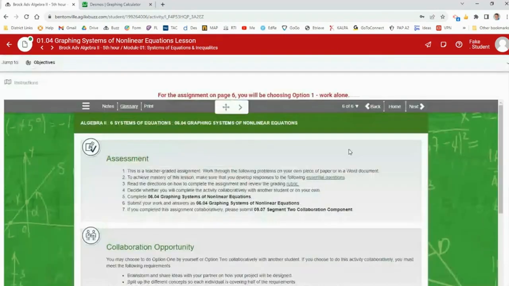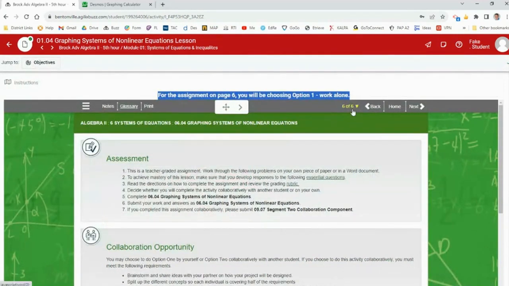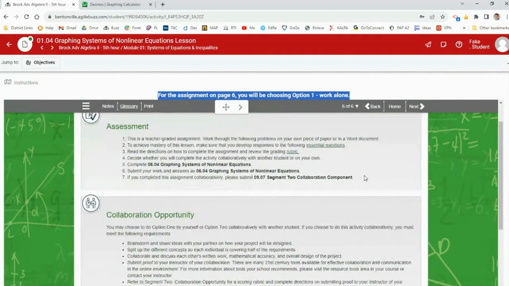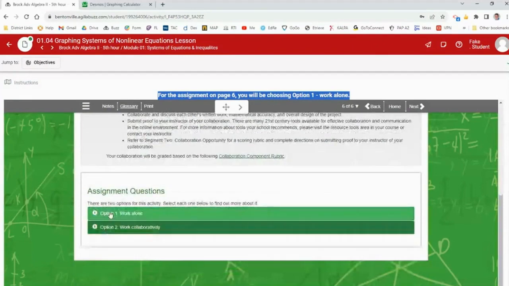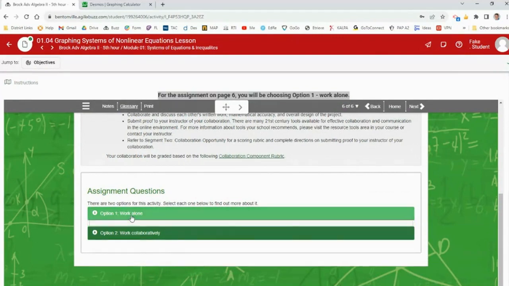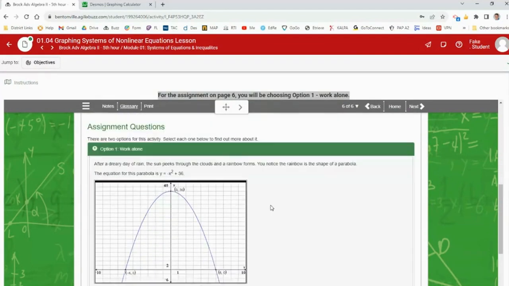Okay, if you look at the top of the page, it says for the assignment on page 6, choose option 1, work alone, because I'm not going to put you in groups. That's the other option. Since we're all in our own homes, we don't want to be in groups. Let's go to the assignment. See, there's 2 options down here. Work alone or work collaborative. This is the work alone option. This is your assignment for the 1.04.